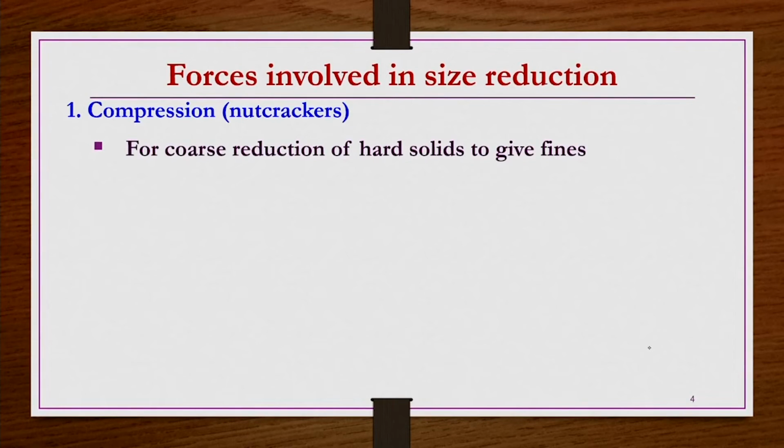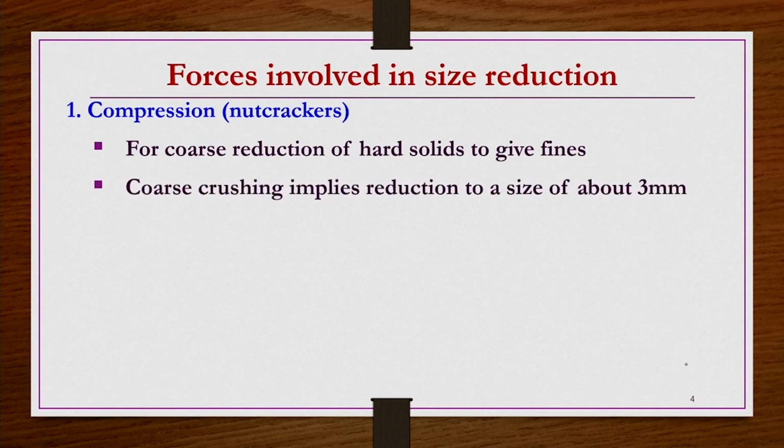Those forces we need to understand first before going into the equipment and then the power required for the given size reduction operation. So we list out the forces involved in size reduction now. First one is the compression, where the nutcracker kind of action takes place. For coarse reduction of hard solids to give fines, one can apply these compressive forces. And then coarse crushing implies reduction of a sample to a size of about 3 mm.